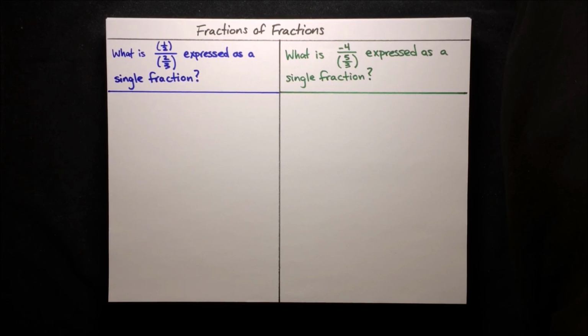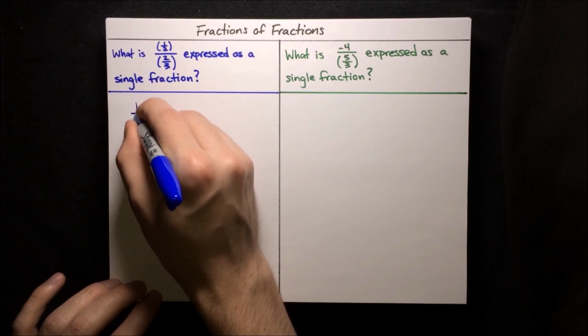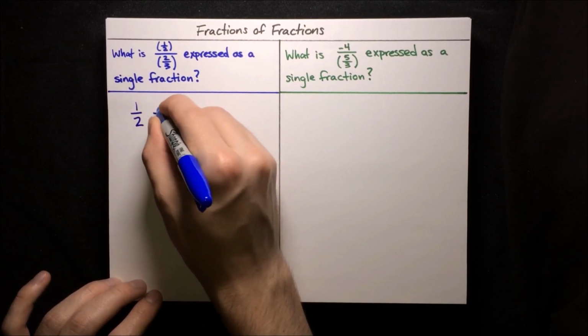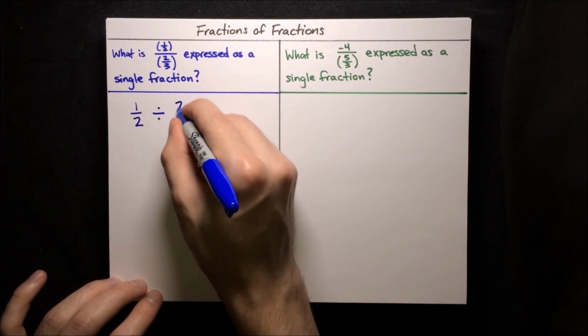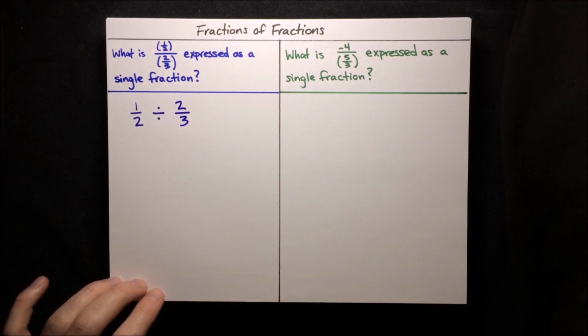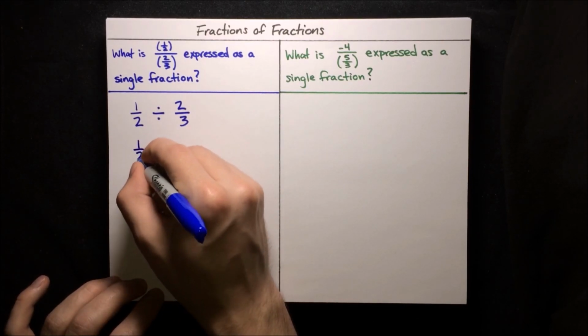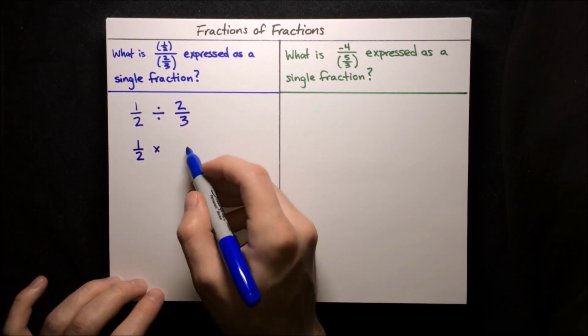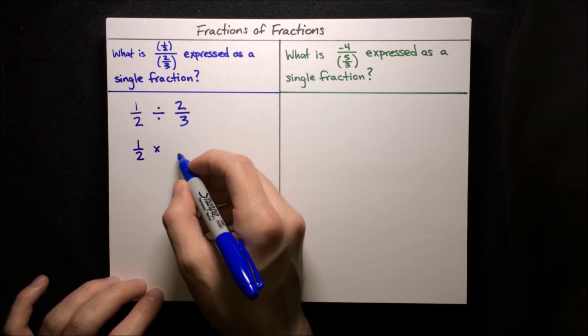Remember that a fraction bar just means division. So we can interpret this as the numerator fraction 1/2, let's write that down, 1/2, divided by the denominator fraction 2/3. And suddenly this problem becomes so much more approachable because we know how to divide fractions. All we have to do is take the reciprocal of the second fraction and multiply. So 1/2 times the reciprocal of 2/3. So just flip that fraction.